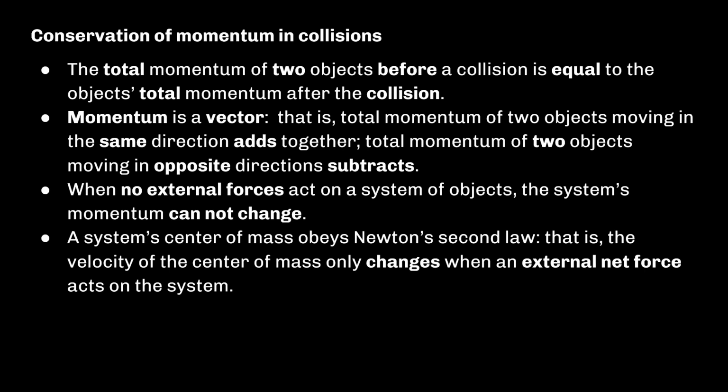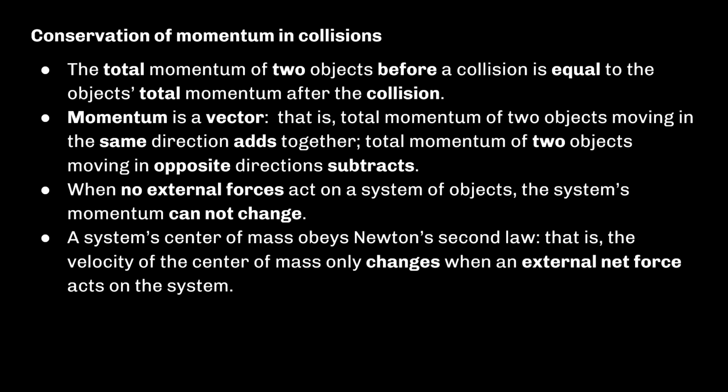So, looking at conservation of momentum in collisions. The total momentum of two objects before a collision is equal to the objects' total momentum after the collision. That's objects, plural. So both objects before a collision, their momentum is equal to their momentum after the collision, and we'll see that in our examples. Momentum is a vector. That means the total momentum of two objects moving in the same direction will add together. Objects moving in opposite directions will subtract. Those are really important ones for today when we set up our equations.